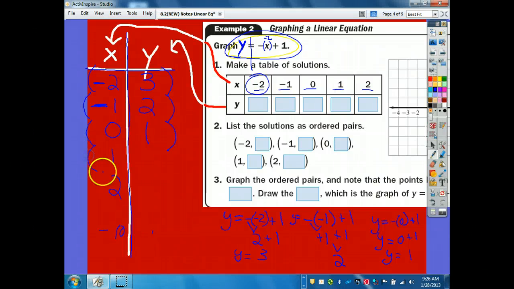All right, so what do I get here for 1? 1 and 0. Okay, and here I would end up getting 2 and -1. All right, so now we have our ordered pairs. I'm going to move this graph off over here so we can graph it now.